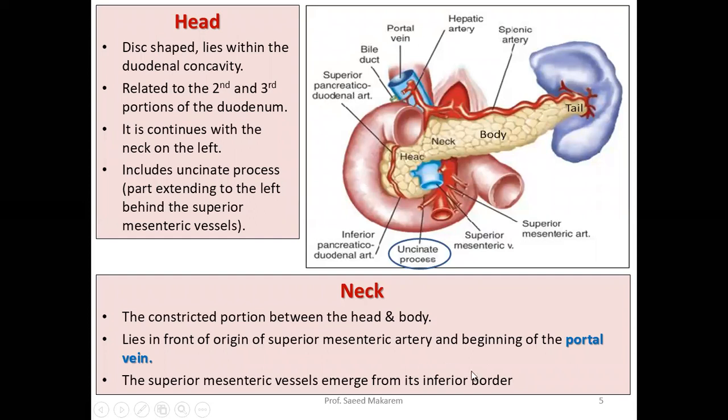And the beginning of the portal vein. Here will be the portal vein. As I said, the splenomesenteric vein joins with the splenic vein to form the portal vein. So just behind the neck will be the portal vein.